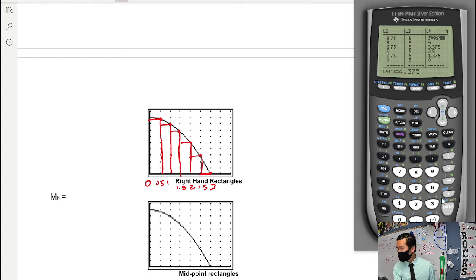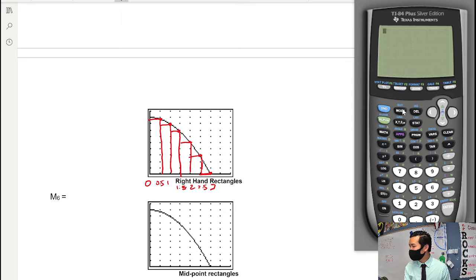How do I sum everything up in L4? You go to second, mode, and you quit. I started saying second quit, but then I realized not everybody knows where the quit is. So second quit, come out to the home screen. How do I get to the sum operation? This is a stat or list. Second, stat, math, sum. That's a lot to memorize.